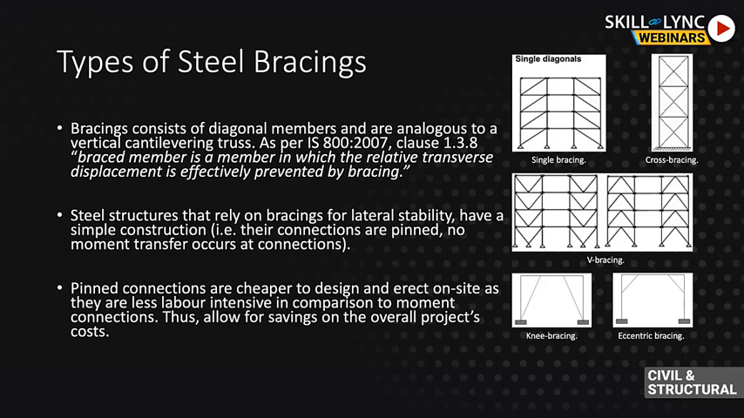Steel structures that rely on bracing for their lateral stability usually have something referred to as simple construction. Basically, that means all the connections between the columns, beams, and diagonals are pinned connections. So that means there is no moment transfer at these joints. And pinned connections are usually cheaper to design, fabricate, and erect on site in comparison to moment connections, thus yielding overall savings on the project cost. So I think I covered all of these bullet points.